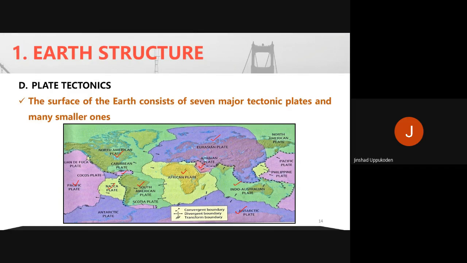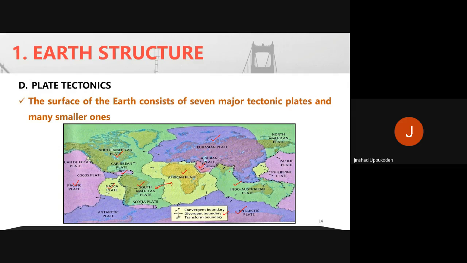For example, along the boundary of the African plate and the South American plate, this is moving towards left and this is moving towards right. Okay, they are moving apart. This is called a divergent boundary. We call it divergent boundary. We'll discuss that later.